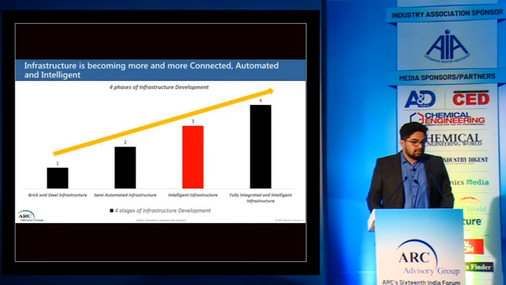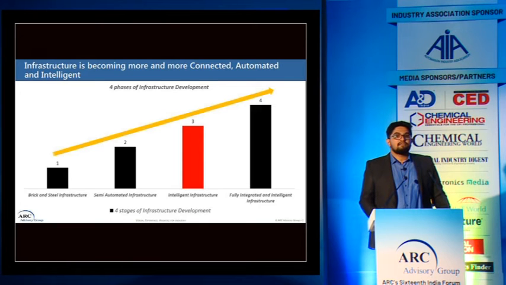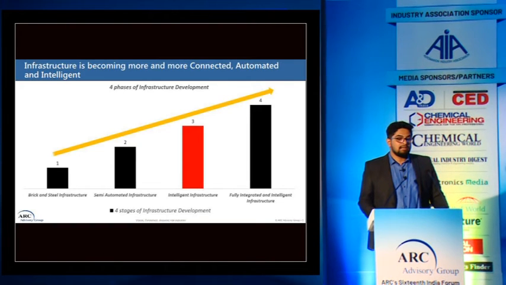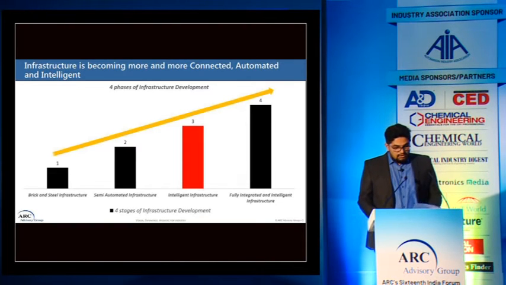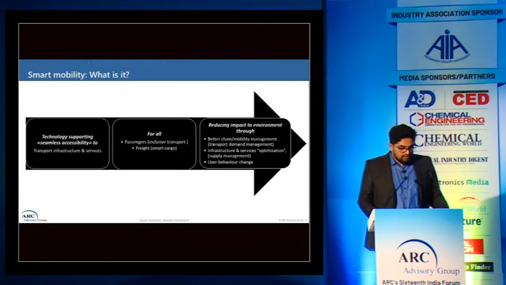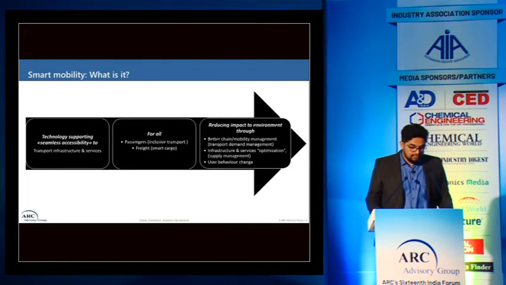For building smart mobility, we need to follow the infrastructure. There are 4 phases required for infrastructure development. First is brick and steel infrastructure. Next is semi-automated infrastructure, intelligent infrastructure, and fully integrated and intelligent infrastructure. We are on the path of moving into a fully integrated and intelligent infrastructure. So now, what is smart mobility? As per ARC, smart mobility is a technology supporting transport infrastructure and services for all passengers and freight, thereby reducing impact on the environment through better chain of mobility management, infrastructure and service optimization, and user behavior changes.